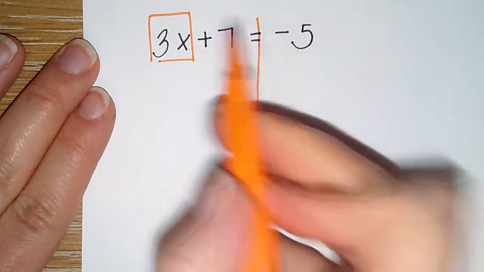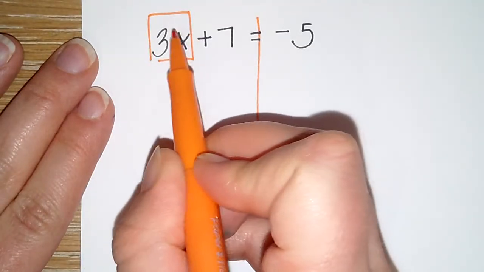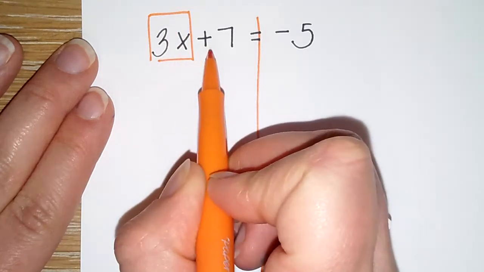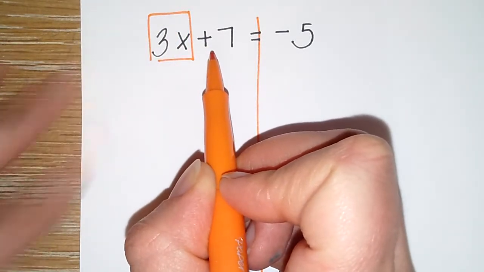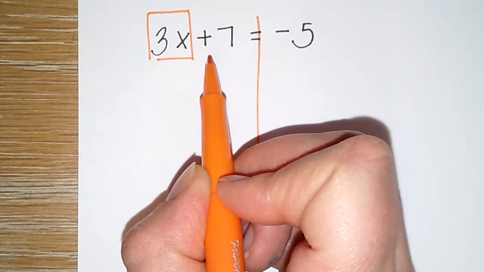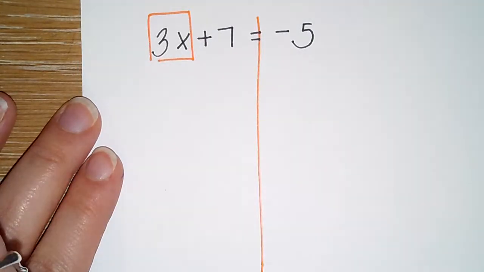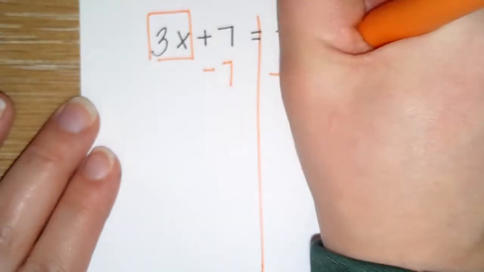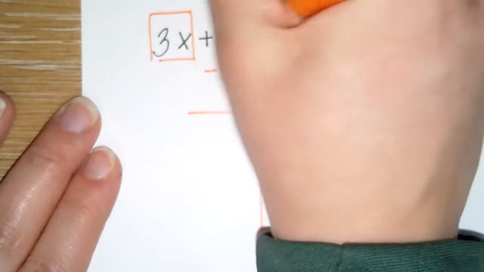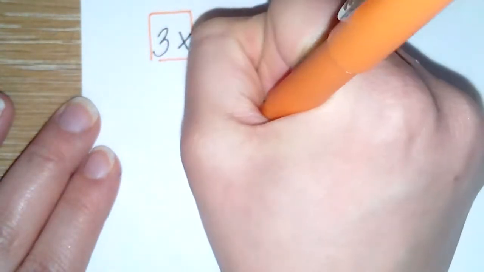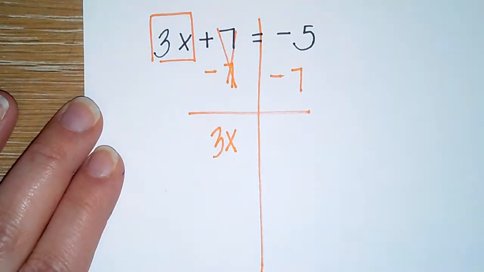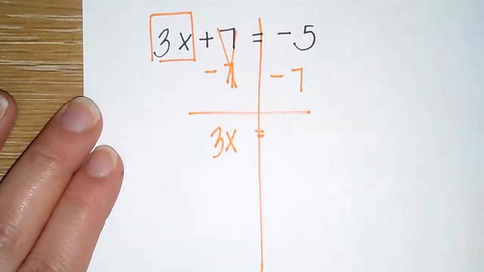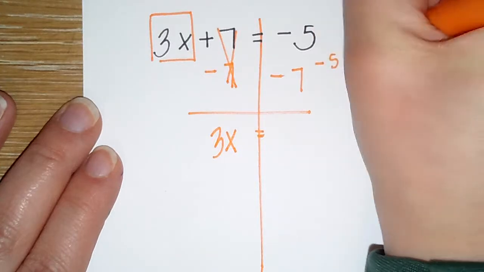Now, here we've boxed our variable term, like I said, and we want to get that alone. So to do that, we ask ourselves, how do I get it alone? And that means I need to subtract 7. So I subtract 7 on both sides, and I am left with 3x over here that can now come out of the box. And then -5 minus 7.